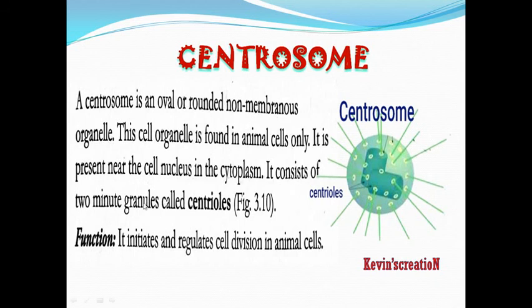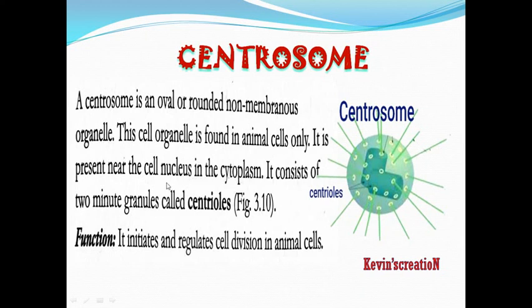It consists of two minute granules called centrioles. Here in the picture you can see these are the two centrioles. This is a very important cell organelle. Whenever there is cell division, this plays a very vital role. So the function is that it initiates and regulates the cell division in animal cells.